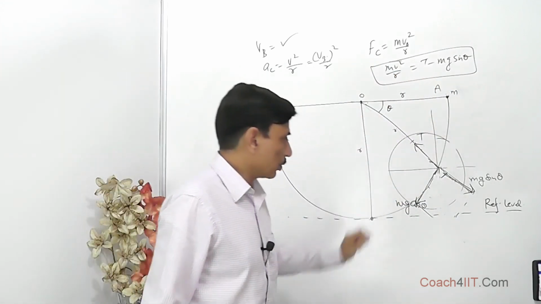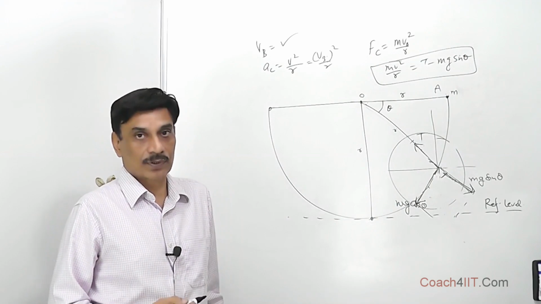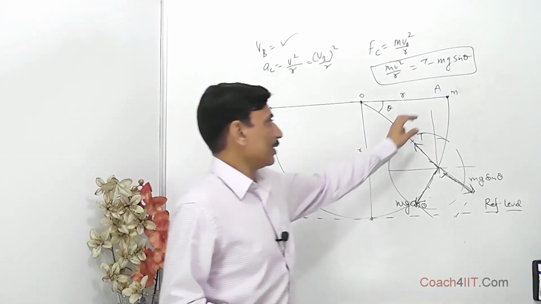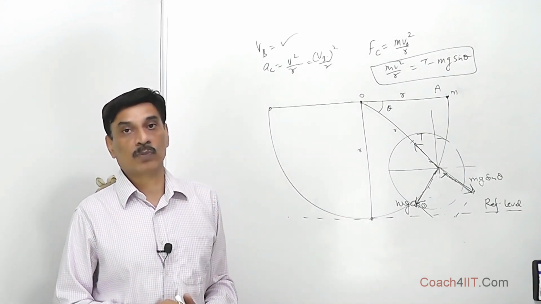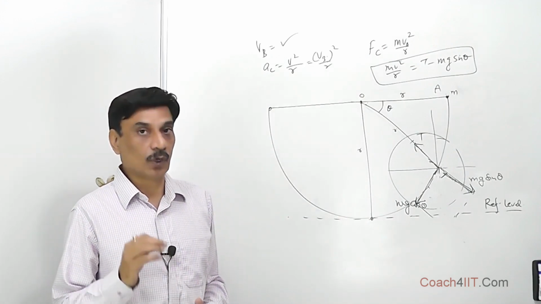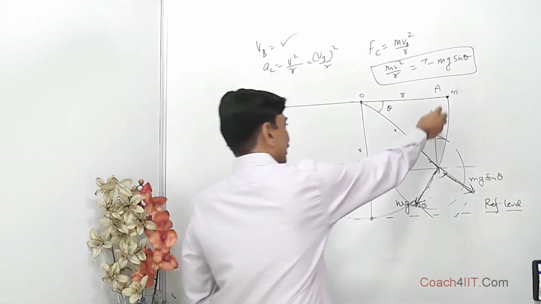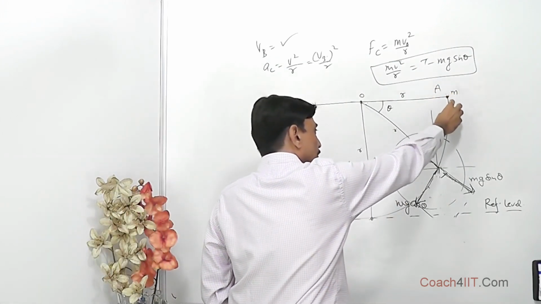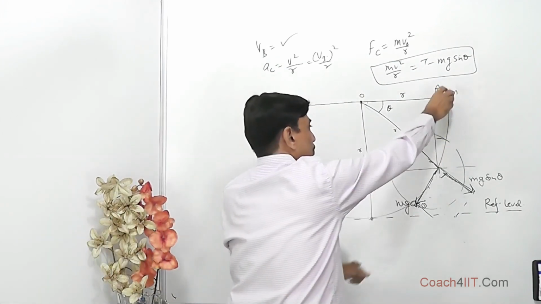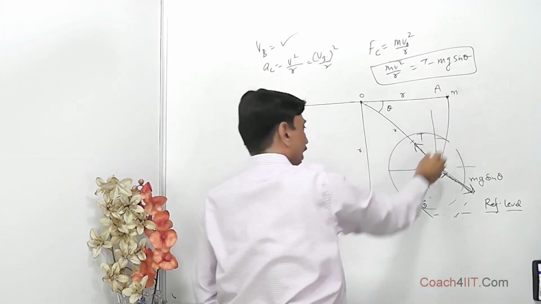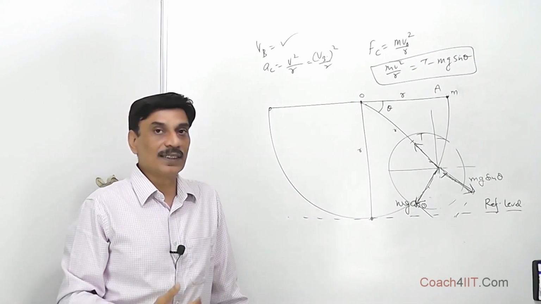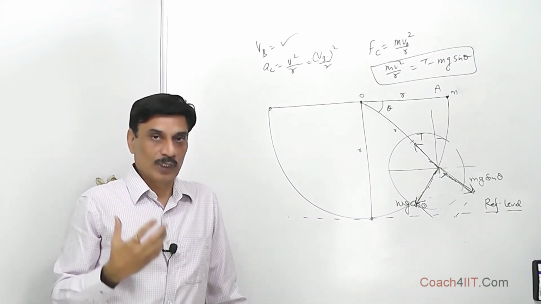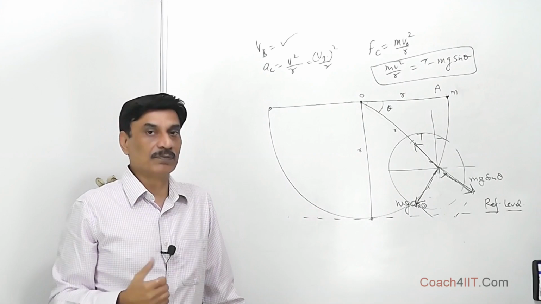What about this force mg cos theta? There is also a force. What we see over here is that when the body is coming down like this, it is not a case of uniform circular motion. This is a case of non-uniform circular motion. As it is coming down, it is losing potential energy, the height is reducing, and kinetic energy is increasing, that is speed is increasing. When speed is changing, it means non-uniform circular motion.